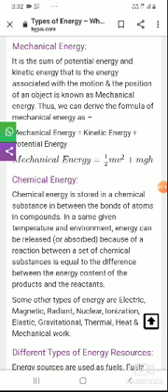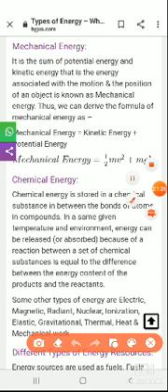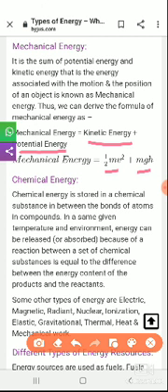Thus we can derive the formula of mechanical energy as mechanical energy is equal to potential energy and kinetic energy. So the mechanical energy is 1 by 2 mv square plus mgh. So this is the formula for mechanical energy.